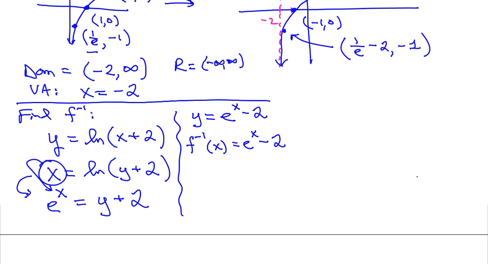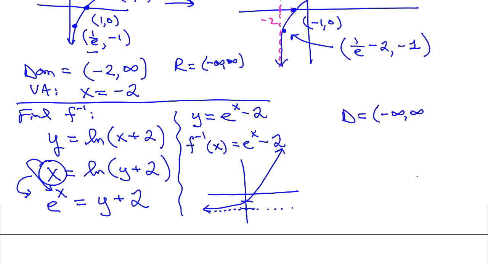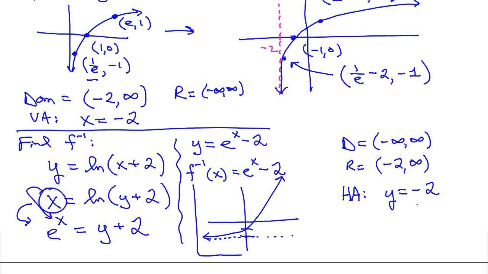Then we want to graph it. We'll just do a little graph here. e to the x is the increasing exponential. It's been shifted down 2 units. So here's the horizontal asymptote. It's going to go through -1, 0 and go up like that. And then the domain is -infinity to infinity. The range is -2 to infinity. And the horizontal asymptote is y equals -2. If you were to have graphed the inverse function here and the log function there on the same graph, then they would be symmetric over the line y equals x because they're inverses.